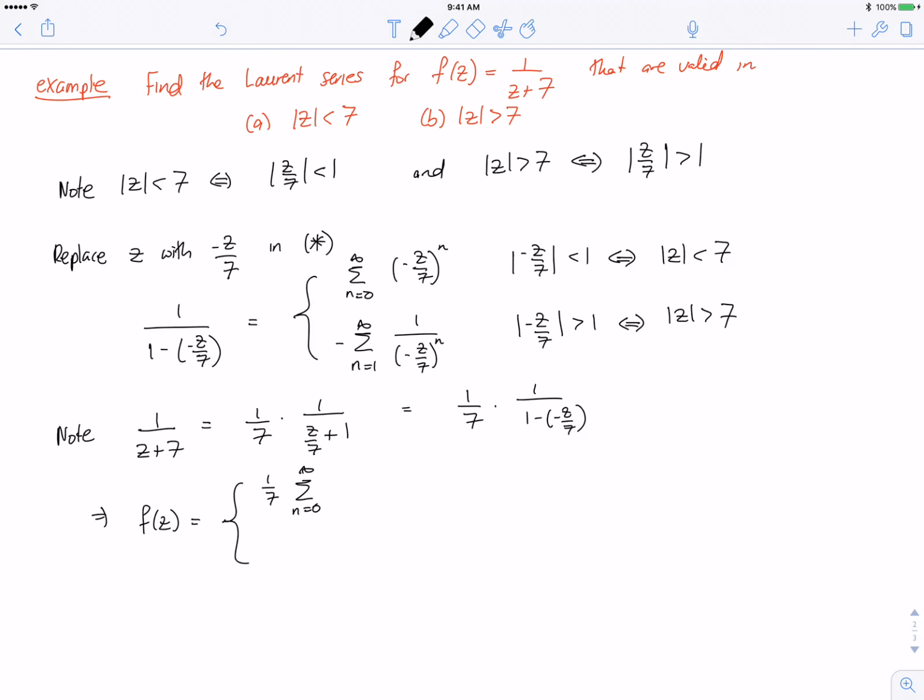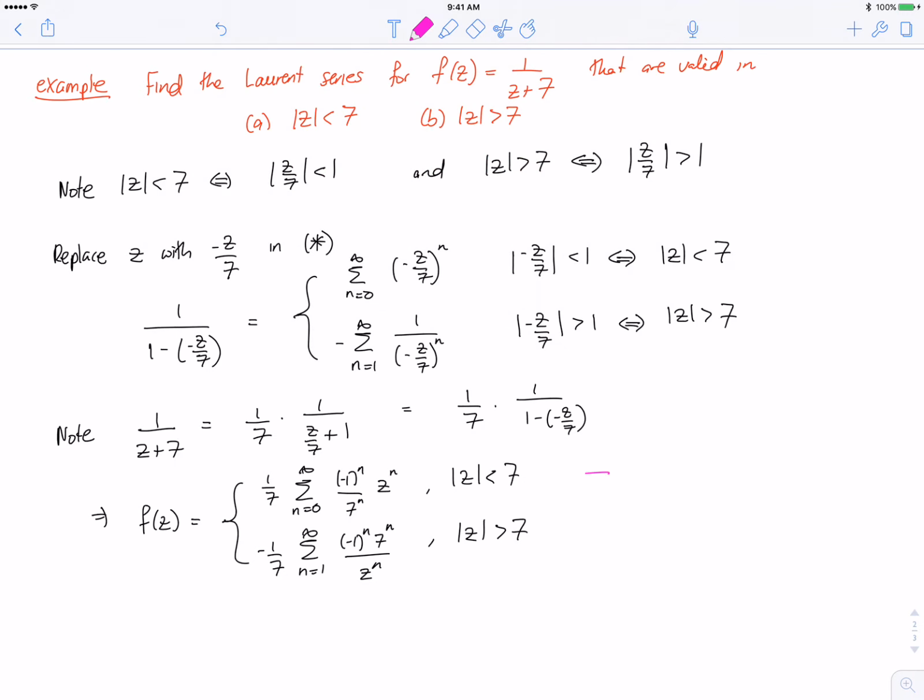So now I have negative z on 7 to the power of n, so that's going to be negative 1 to the n on 7 to the n, z to the n, which converges in this region. And on the bottom, if I put a 1 on 7 out the front, I get negative 1 on 7, sum from n equals 1 to infinity, and this guy is going to be the reciprocal of the other guy, so it's just going to be negative 1 to the n, 7 to the n over z to the n. And this will converge when modulus of z is greater than 7. So that's it. Those are my two Laurent series.